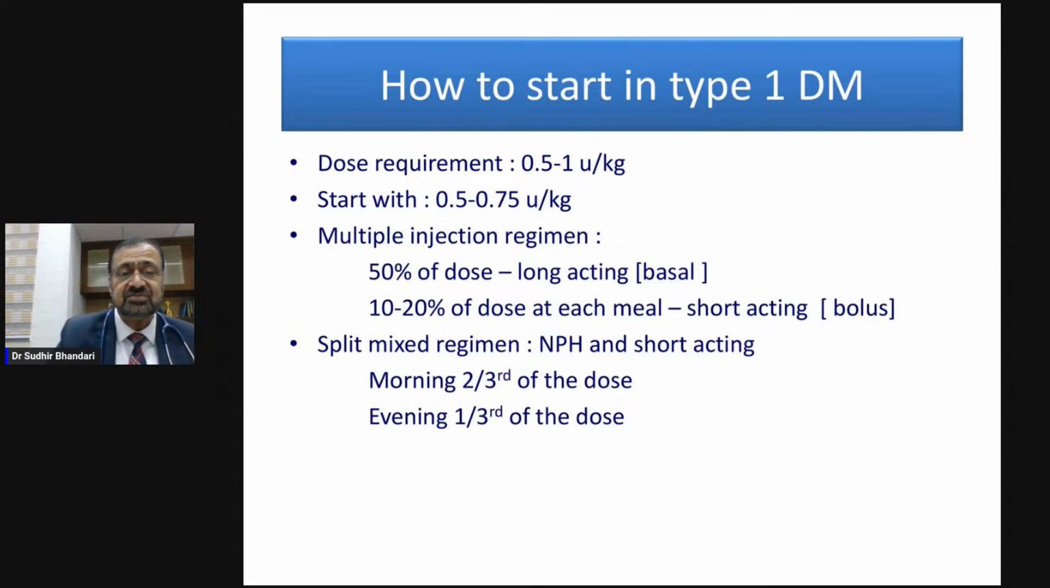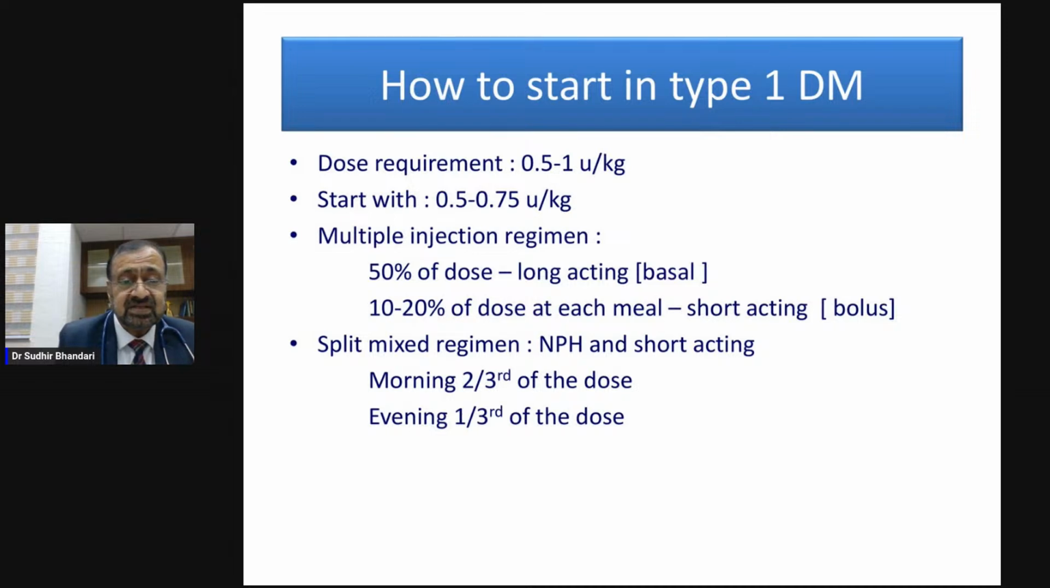The normal dose requirement is 0.5 to 1 units per kilogram of body weight. You can start with 0.5 to 0.75 and then maintain it with maintenance doses. Now, once you have calculated the insulin doses, next comes, would you prefer the multiple injection regime, that is basal bolus, or will you prefer the premix? When you opt for basal bolus, you need to give 50% as basal and 50% as bolus. It means all the three meals, breakfast, lunch, and dinner in type 1, have to be covered by short acting insulin by 50% dose, and long acting or the basal insulin is given in 50% dose.